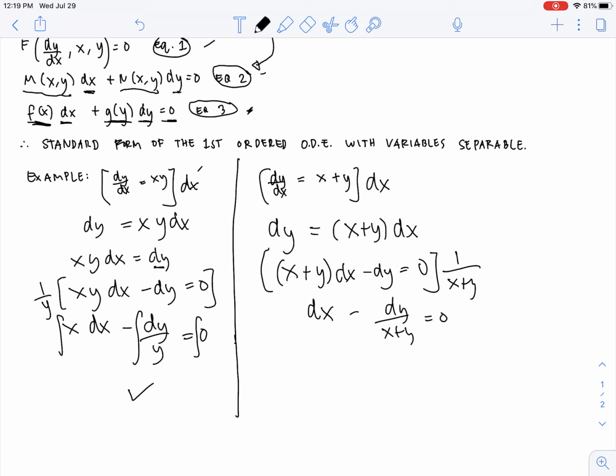So therefore we can conclude that this is not a variable separable equation. So once again, number 1 is a variable separable equation. Then number 2 is a variable separable equation.